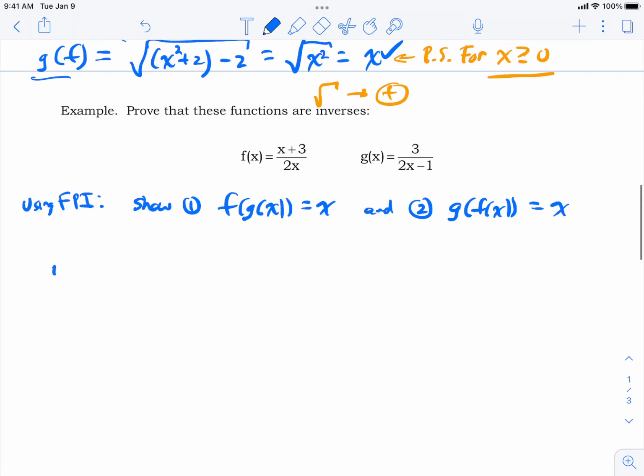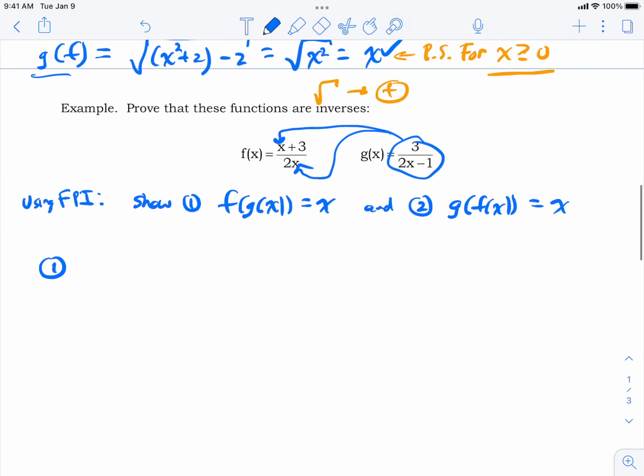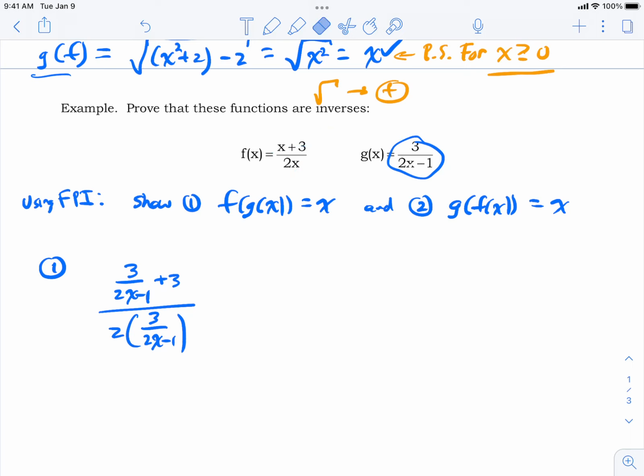So anyway, let's do the first part. We're going to plug the g into the f. So I'm using the entire g function as the input, plugging it in here, plugging it in there. What's that look like? Take the input, which is 3 over 2x minus 1. Add 3, that's on top. On the bottom, 2 times the input, 3 over 2x minus 1. Okay, so it doesn't look too pretty at the moment.